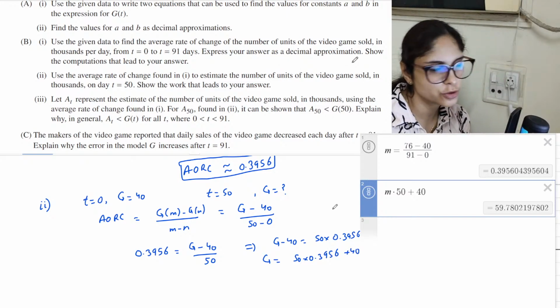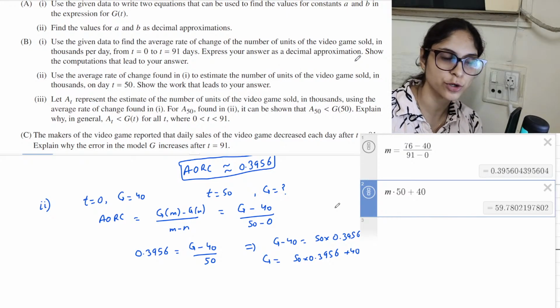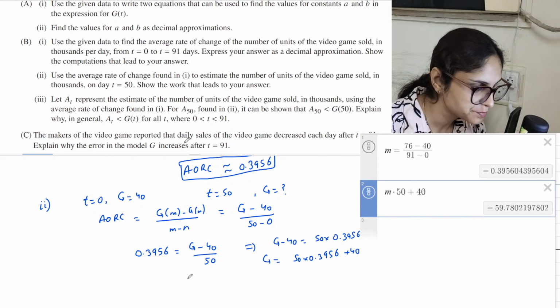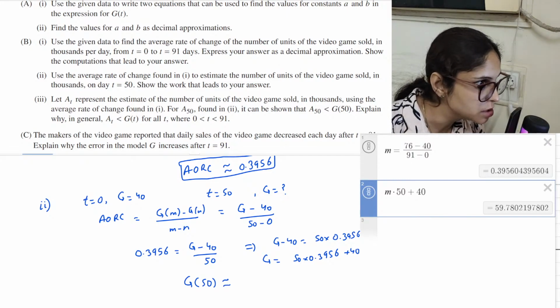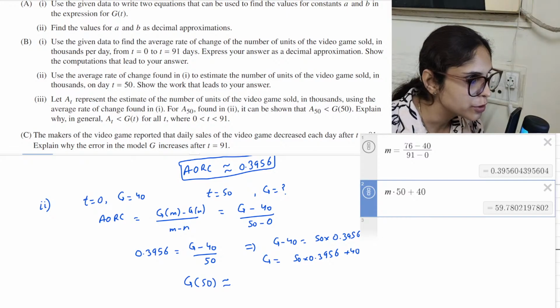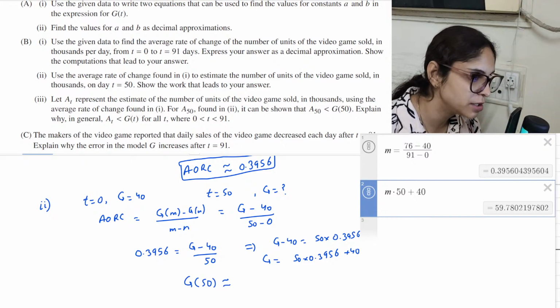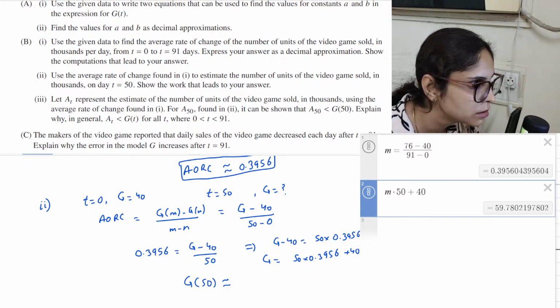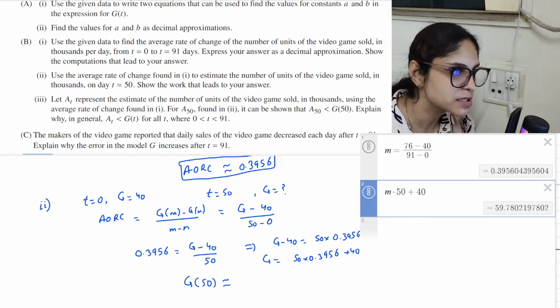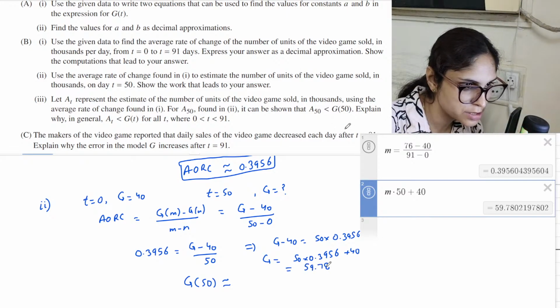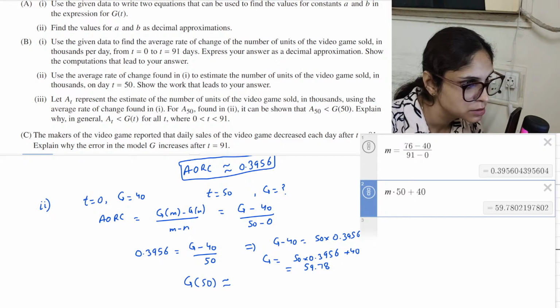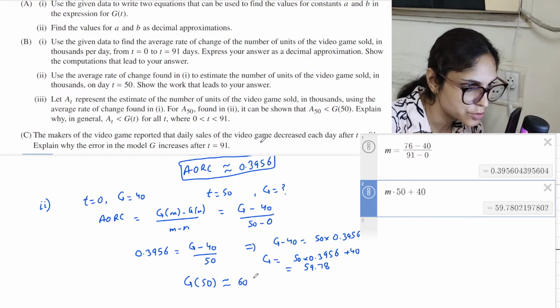Eventually, it is a linear function, so you could have also written y is equal to mx plus b, where m slope is going to be average rate of change. So from here, we are getting that G of 50 is approximately, because you want the approximate answer, 60,000, because 59.78 you can say is approximately 60,000. Okay. So over here you can write the actual answer also, 59.78. Yeah. So it is approximately 60,000.